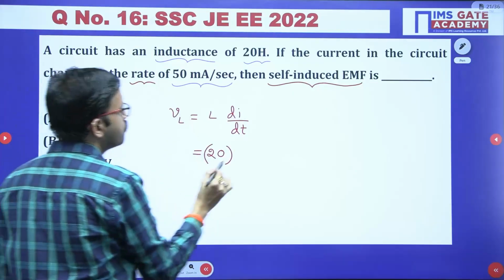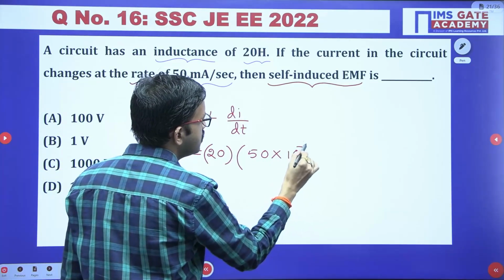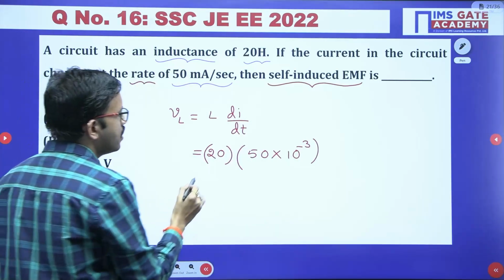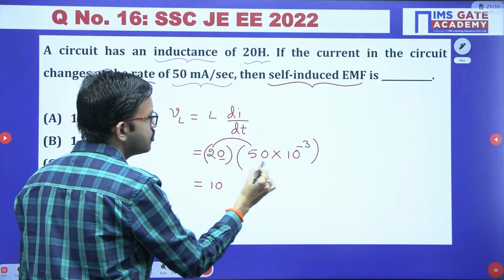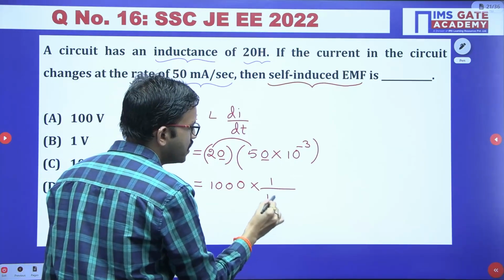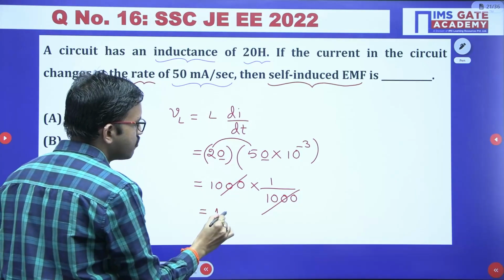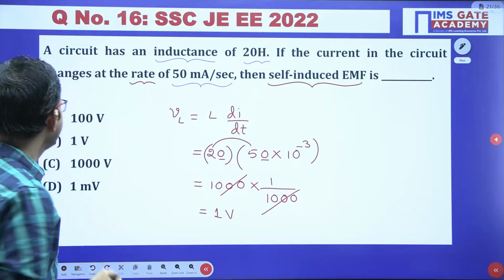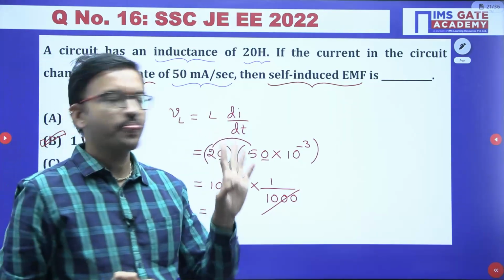Okay, so 50 milli you can write as 10 power minus 3. So here 20 into 50, that is 1000, then 10 power minus 3 we can write as 1 by 1000. So 1000 will get cancelled, you are getting 1 volt. Voltage across inductor or self-induced EMF, both are same, that is 1 volt.